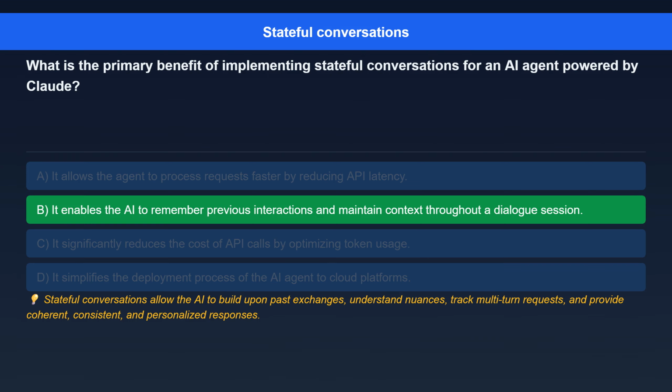The correct answer is it enables the AI to remember previous interactions and maintain context throughout a dialogue session. Here's the explanation. Stateful conversations allow the AI to build upon past exchanges, understand nuances, track multi-turn requests, and provide coherent, consistent, and personalized responses.